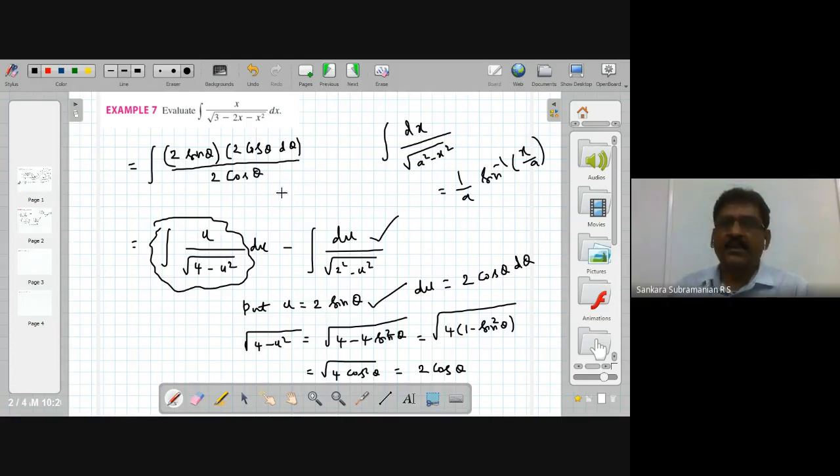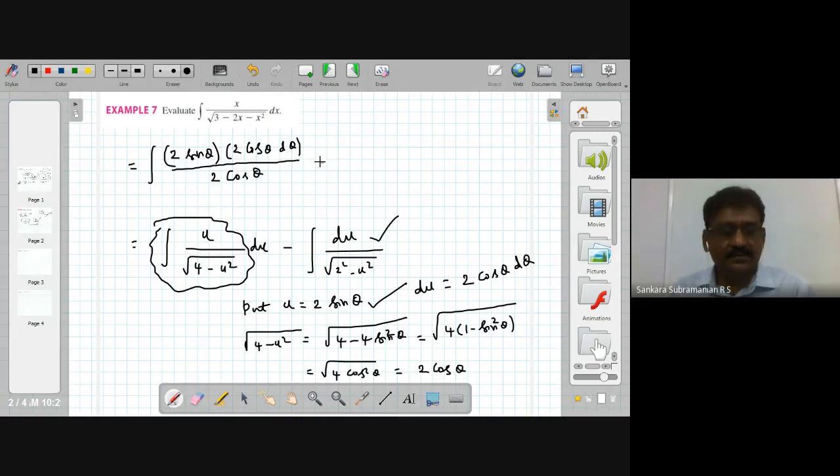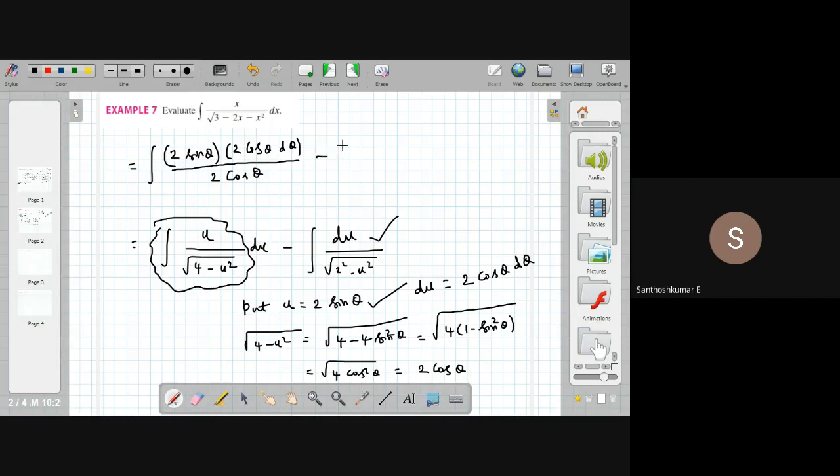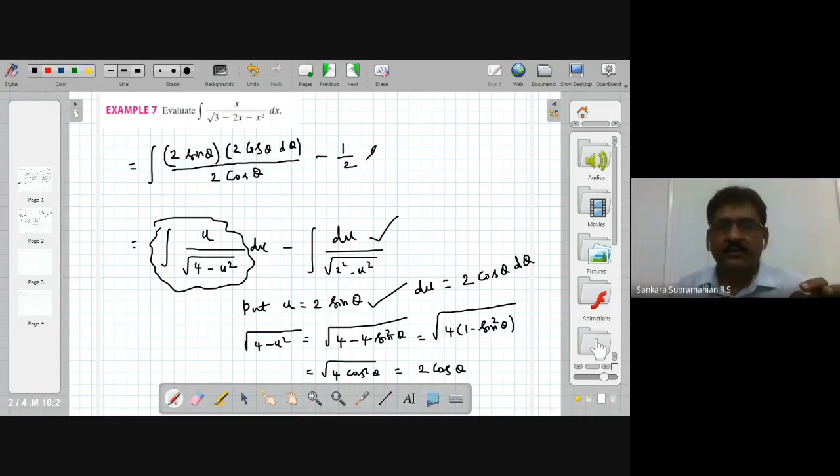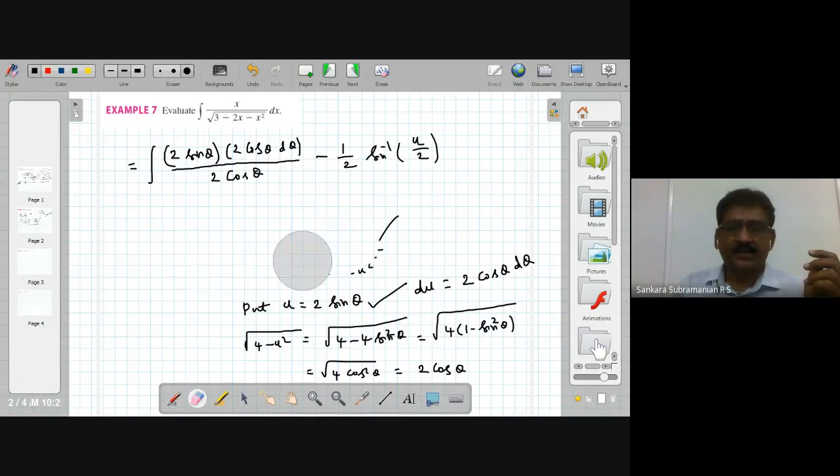இதுக்கு 1/a sin inverse x by a ன்னு வருதுங்க. 1/a sin inverse, the second integral, second term. So this is minus 1/2 sin inverse of u by 2. u ன்றது நாமளா வச்சுக்கிட்டது, u by 2. All right. Now let us go for the next procedure.